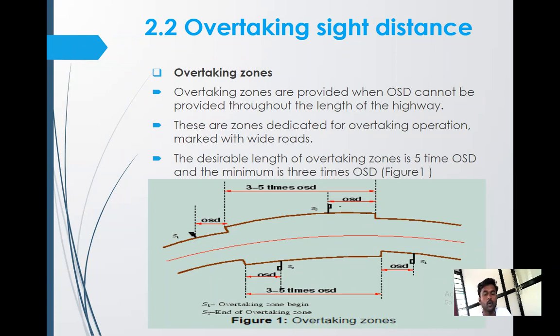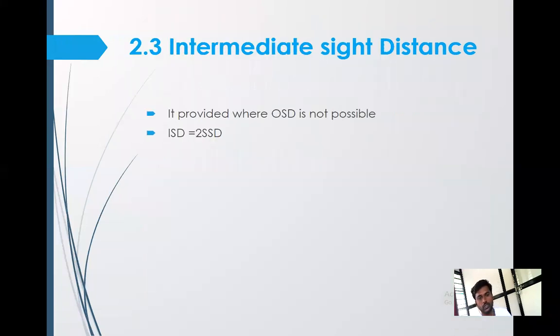The minimum overtaking zone is taken as 3 into OSD and the desirable overtaking zone is taken as 5 into OSD. It is provided when the OSD is not possible. When should we go for the overtaking zone? When it is not possible to provide overtaking sight distance, at that time we will provide another lane as the overtaking zone in that region.